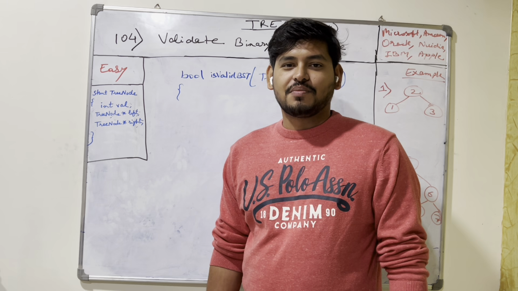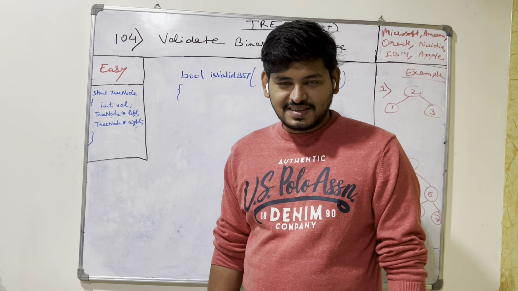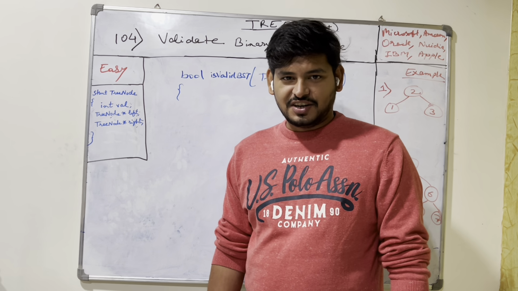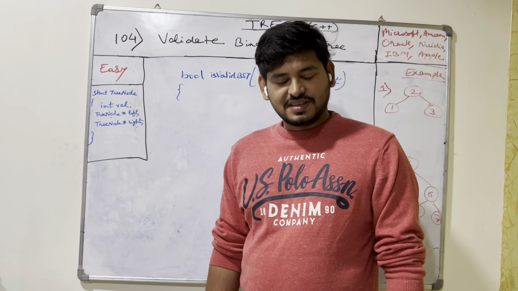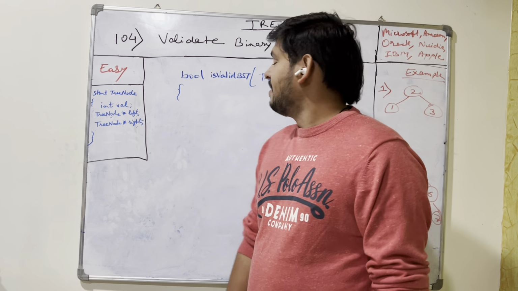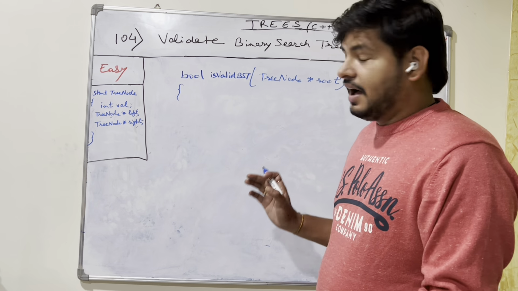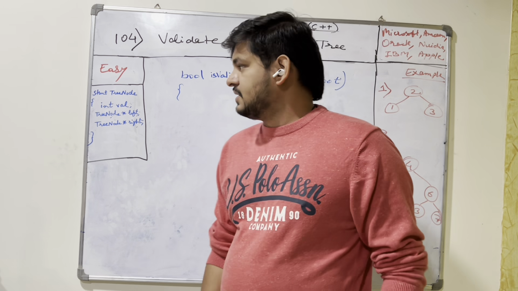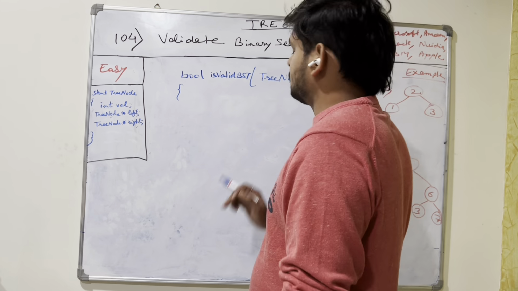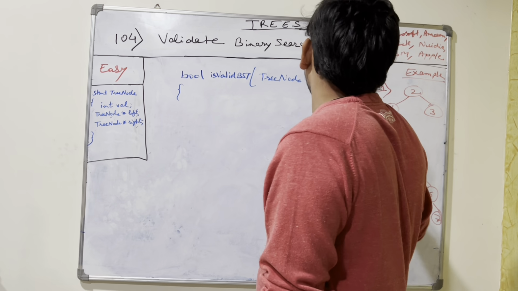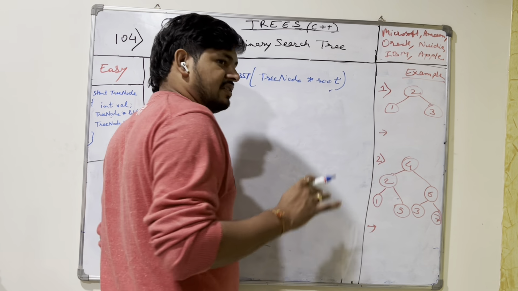Today we are going to solve the 104th question of the problem solving series and the 14th question of the topic tree. The difficulty level for this question is easy and this question has been asked in Microsoft, Amazon, Oracle, Nvidia, IBM, Apple, Adobe and many other companies. Validate binary search tree. So we are given a tree. We need to tell whether that tree is a binary search tree or not.